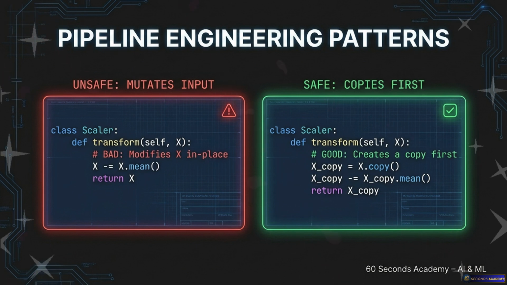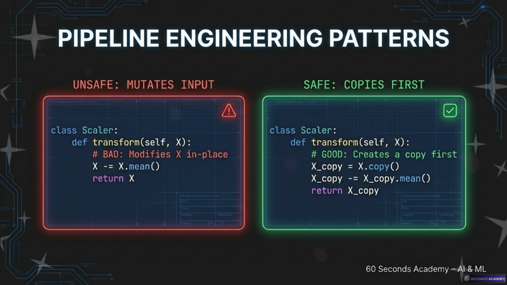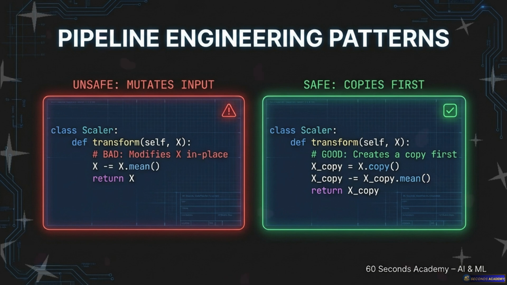Or like in our nightmare scenario, if you pass your validation set into this transformer, you just scaled your validation set. And if you run it again, maybe you have a bug in your loop, you scale it again and again. Yeah. Your data drifts further away from reality every time you run the cell. This is why notebooks are dangerous. You run a cell twice, and your data is double scaled. That is terrifying.